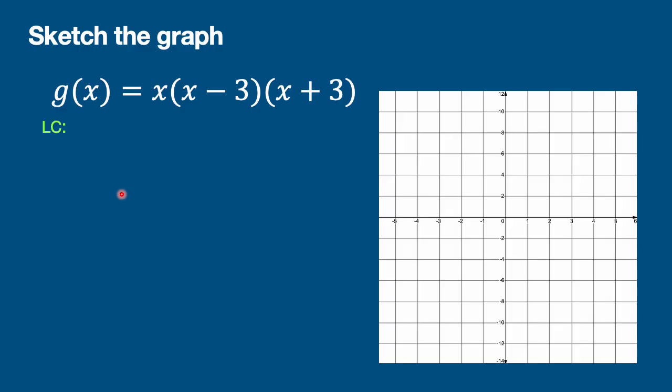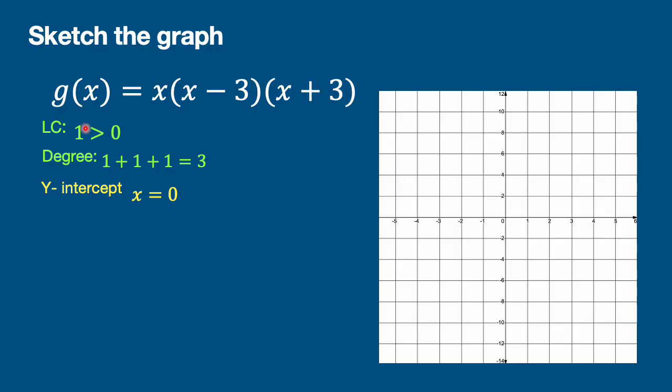First, the leading coefficient is 1, because here it is 1, that's positive. Second is the degree. Here is 1, here is 1, here is 1. That's the multiplicity of each factor, right? So 1 plus 1 plus 1 equals 3. That's the degree. So let's find the y-intercept.